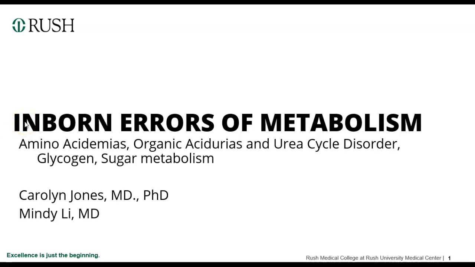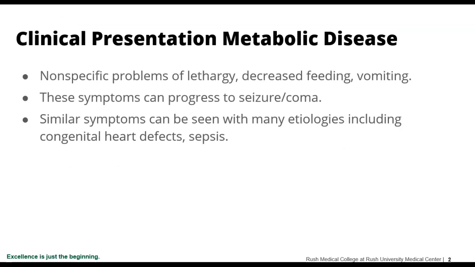Okay, inborn errors in metabolism. This is going to be the genetics of amino acidemias, organic acidurias, urea cycle disorders, glycogen, and sugar metabolism. This is to dovetail again with the biochemistry. We are going to go over clinical presentations of these disorders and not go into as much detail on the peculiarities of the enzymes and things like that, although we are going to discuss that.